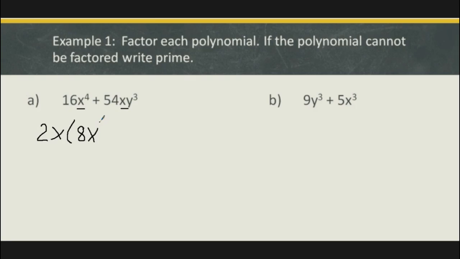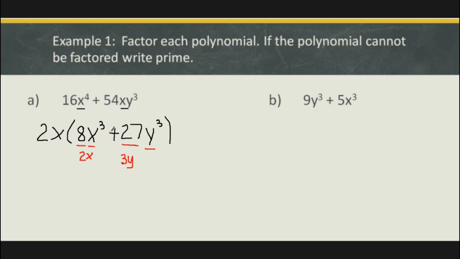8x cubed plus 54 divided by 2 is 27 y cubed. But now, if you look at our techniques, we have 8, which is a perfect cube. x cubed is a perfect cube. 27 is a perfect cube. And y cubed is a perfect cube. So the first term becomes 2x, that's the cube root. In that second term, it's 3y.